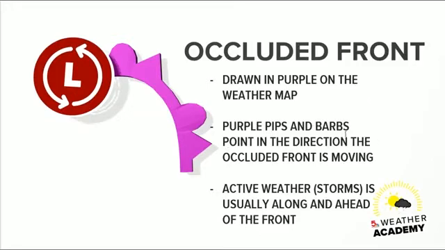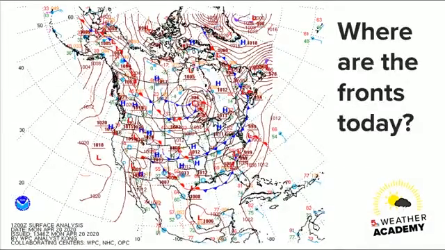Okay. So the purple pips and barbs point in the direction that that occluded front is moving. And usually there's active weather, most of the time a good size area of storms and rain along and ahead of that front. So as we go back and look at today's weather map, we see our cold front here has come to the south of St. Louis. It transitions into a bit of a warm front here as you head back across parts of Kansas.